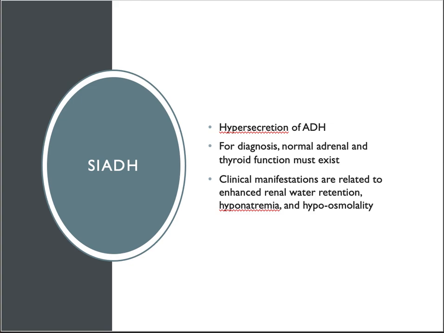Because they're retaining all that water, they have a huge amount of edema. Their blood is very dilute, which is the hyponatremia. And then the osmolality of the blood, because it's so dilute, is very low, or hypoosmolality. So it's exactly the opposite of the urine, right? The urine's super concentrated, the blood is super dilute.